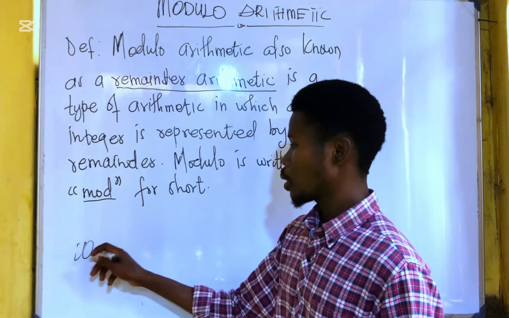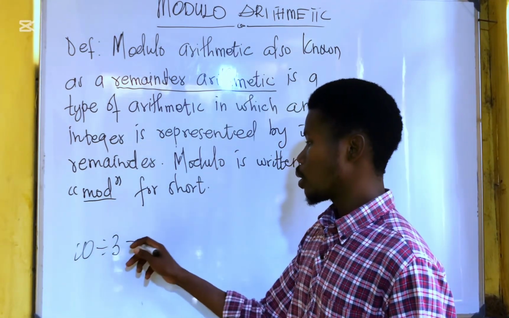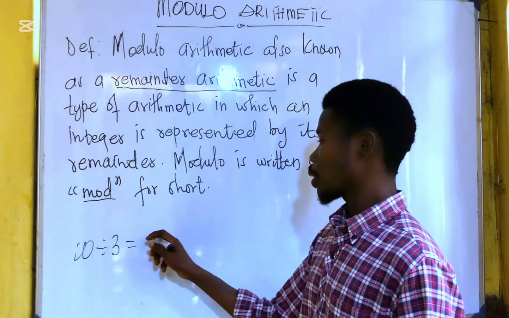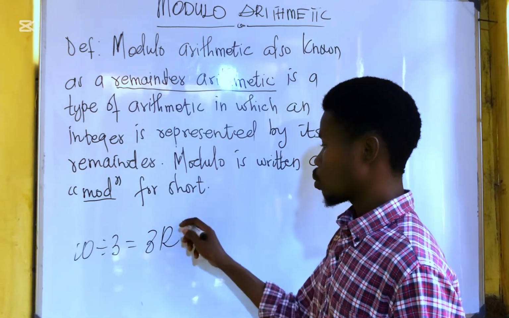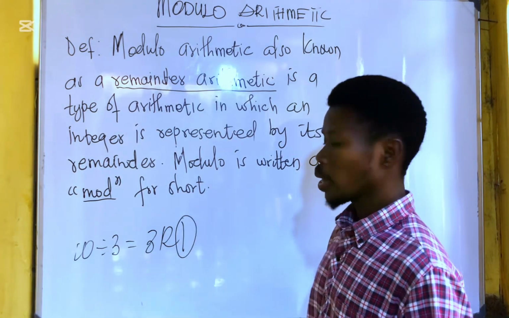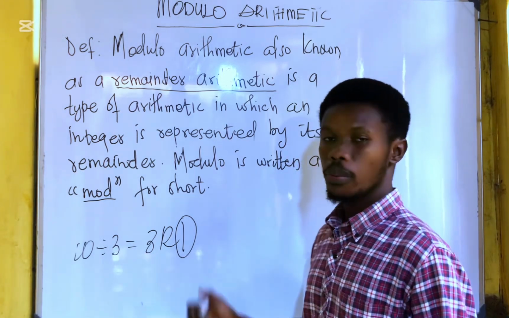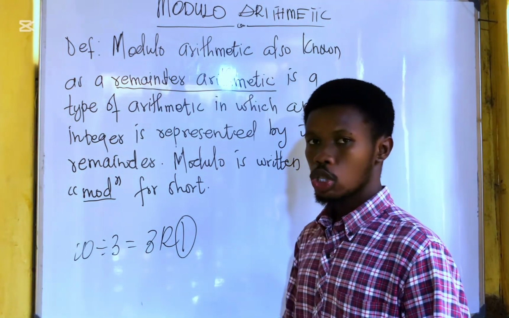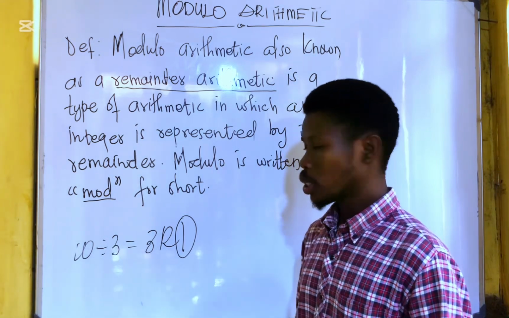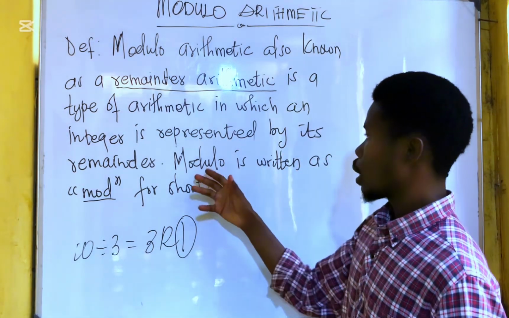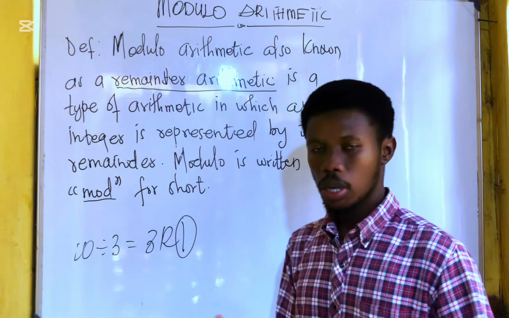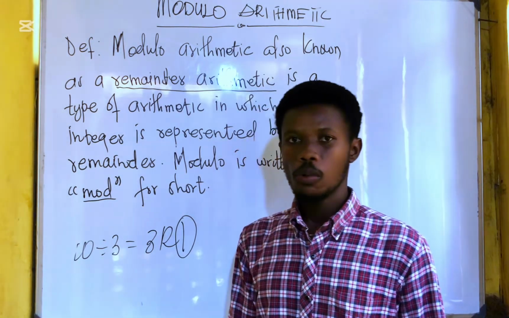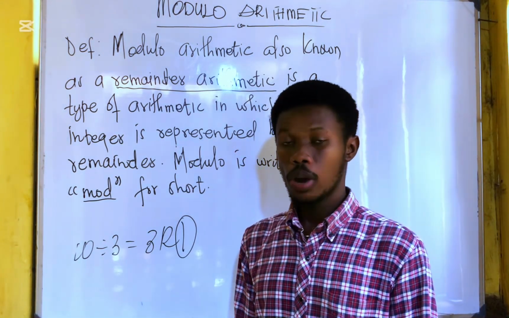If I have 10 divided by 3, you know that 3 can go into 10 3 times, remainder what? 1. So here, when it comes to the modulo, we are interested in the remainder. Is that okay? We are interested in the remainder. So that's what we mean by what? Modulo arithmetic.